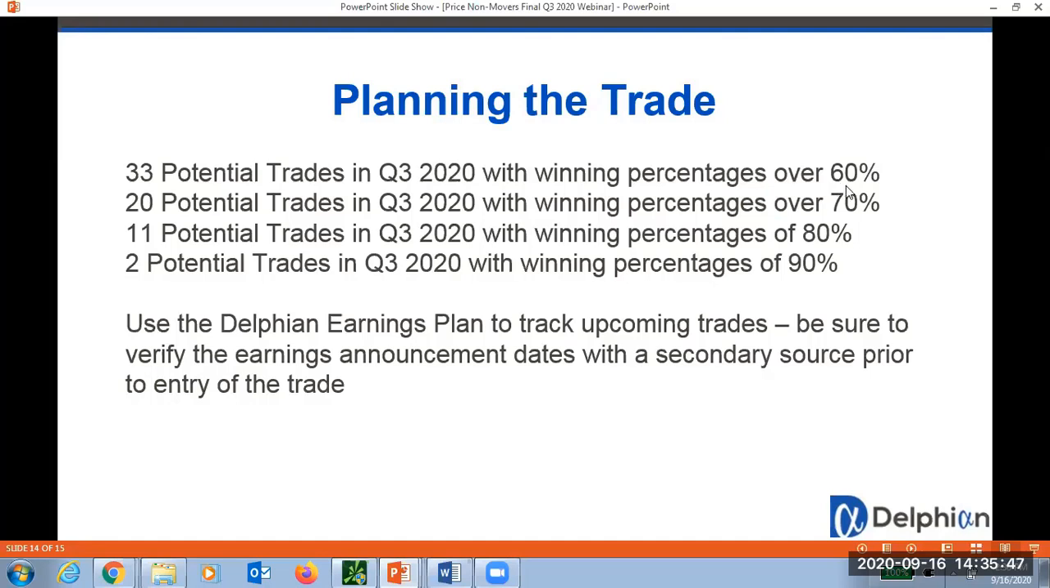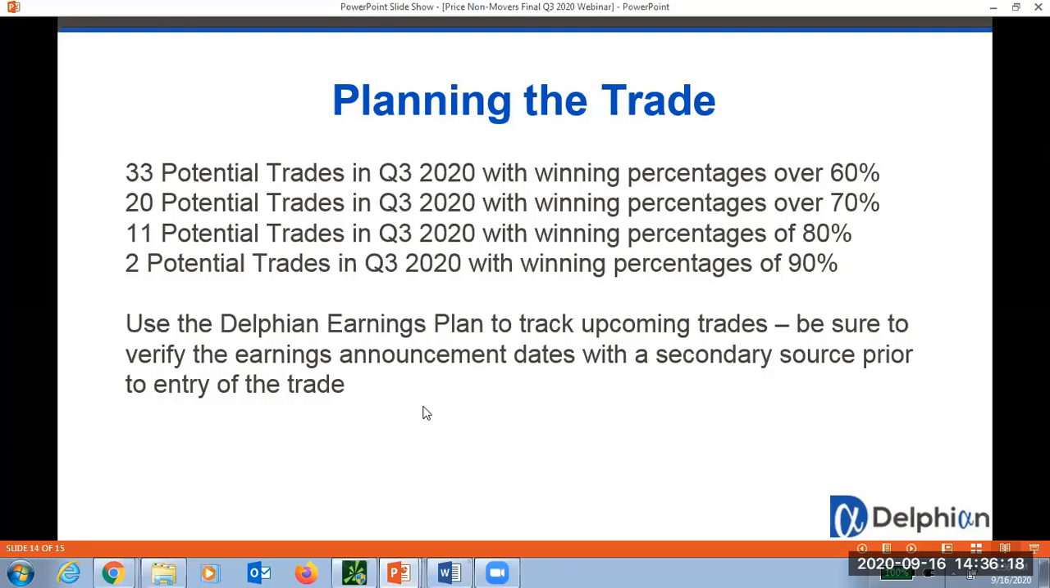We're talking about 33 trades over a 60% win rate, 20 potential trades over 70%, 11 over 80%, and 2 that are over 90%. So not a big sample size there, but I really think some of these trades, you don't need a huge sample size. Find some of the great trades within that particular section, test them yourself, and if you want to, try to optimize them. But we're giving you a great sample size to choose from, with a lot of stocks to be able to go in there and test.